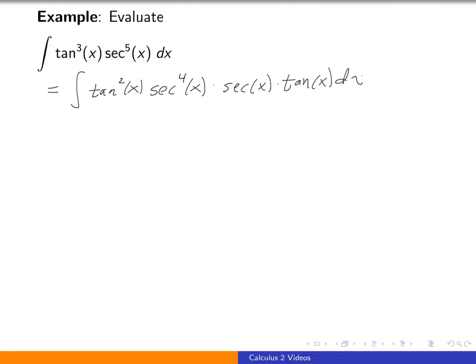And the reason we have done this is now combined together, the secant tangent is going to end up playing the role of our du. And in order for that to be our du, u is going to have to be secant, which means that the tangent squared needs to be rewritten in terms of secant. So this becomes the integral of, and tangent squared is secant squared minus 1.